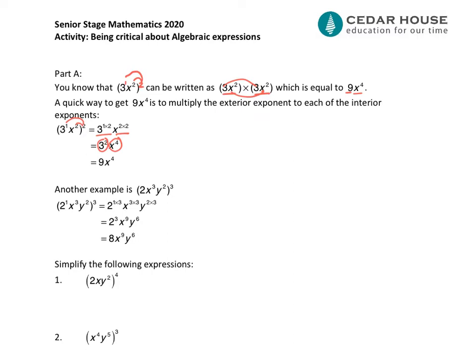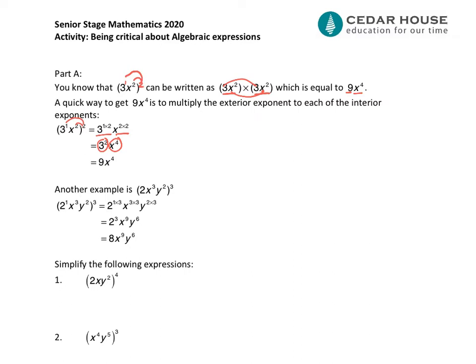So that's the same answer, right? And is this just a fluke? No. So that's what you can do. You can multiply the exterior exponent to each of those interior exponents, not to the number. Please note that we didn't multiply the 2 to the 3. We multiplied 2 to 3's exponent, right? We multiplied the exterior exponent to each of those interior exponents.